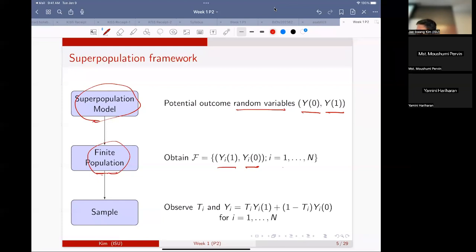We have a finite population. We don't observe every element of the finite population, because we only observe one of the two. So in the actual sample, we observe t and y, which is y1 if t equal 1 and y0 if t equal 0. That is the way we conceptualize how we obtain the sample from the potential outcomes.